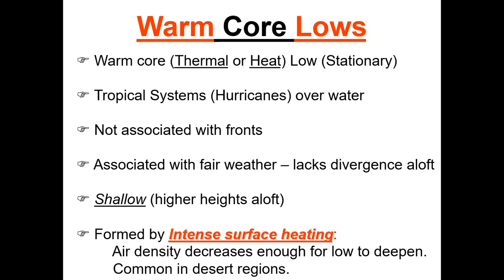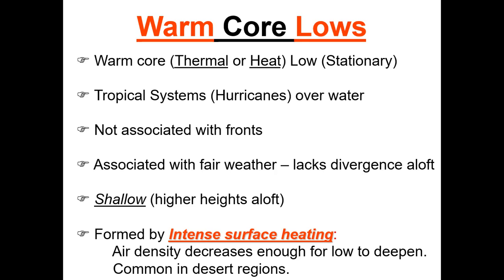So the hurricanes over the water, those are warm core lows, where the warmest temperatures are towards the center of the pressure system. Now, these warm core lows are not associated with fronts. They're generally associated with fair weather, with the exception of the tropical systems. Usually you lack divergence aloft, especially when we talk about the warm core heat low, which is over land, overheated land. It's more shallow, with higher heights aloft.